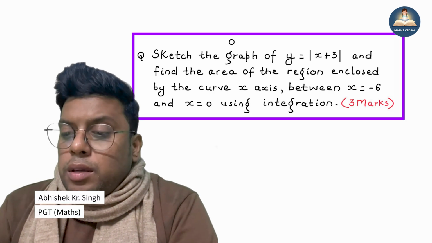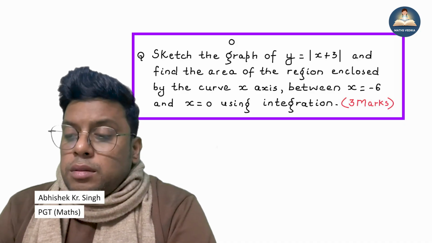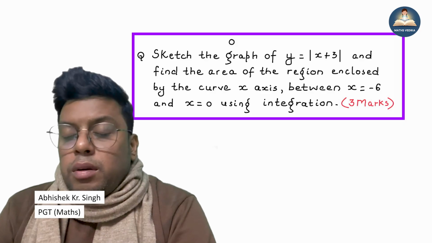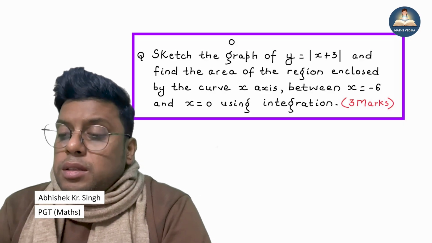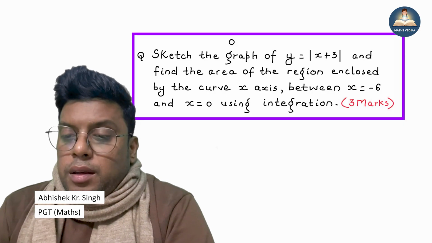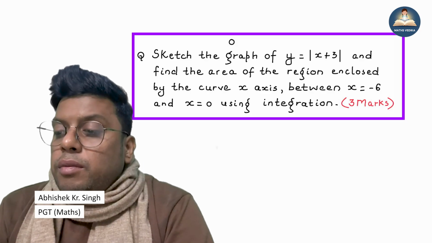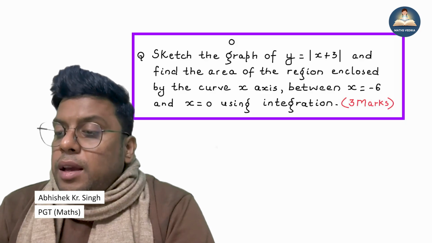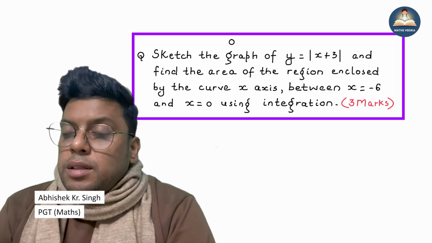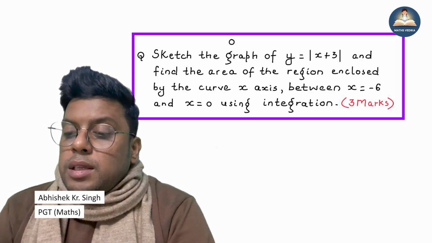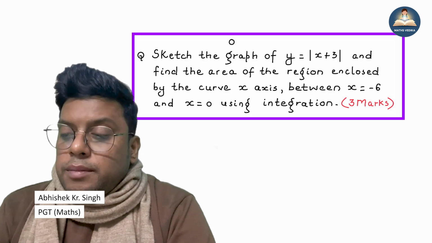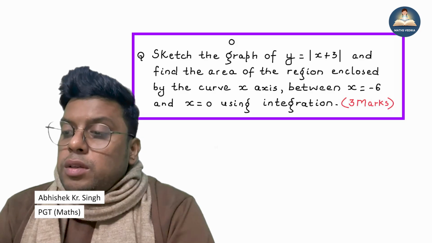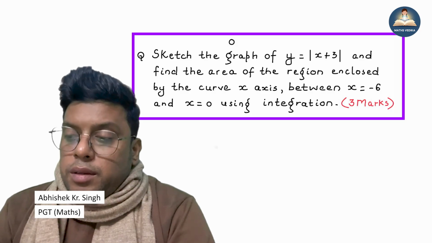So today we are going to discuss a question pertaining to integration which appeared in the CBSE Board Examination 2025. The question is: sketch the graph of y = |x + 3| and find the area of the region enclosed by the curve, x-axis, between x = -6 and x = 0 using integration. So first of all, we'll sketch the graph of y = |x + 3|.